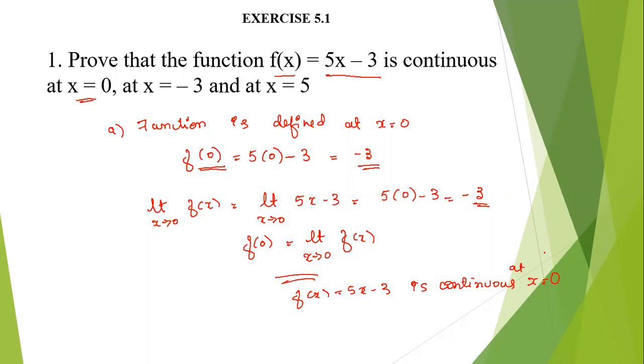Now we will check at x is equal to minus 3. So our function is defined at x is equal to minus 3. So what will be the functional value? Function is 5x minus 3, correct? Now in place of x, I am substituting minus 3. So what I get? Minus 15 minus 3. This is nothing but minus 18.